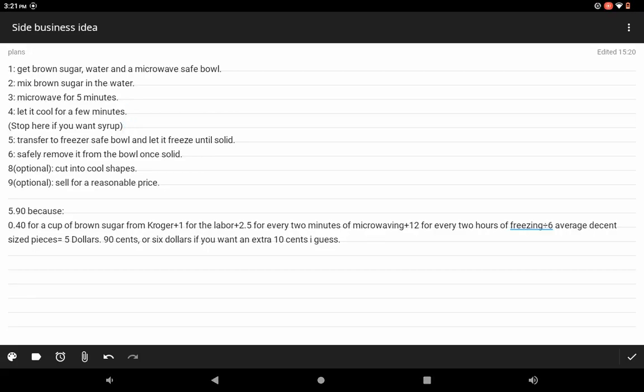Okay guys, so side business idea. 1. Get brown sugar, water, and a microwave safe bowl. 2. Mix brown sugar in the water. 3. Microwave for 5 minutes. 4. Let it cool for a few minutes.